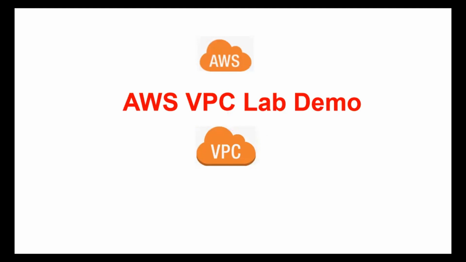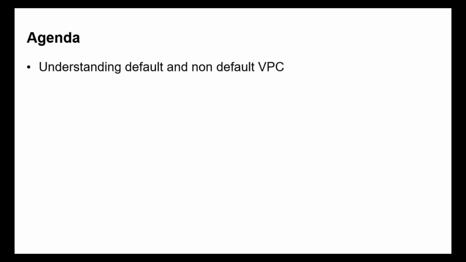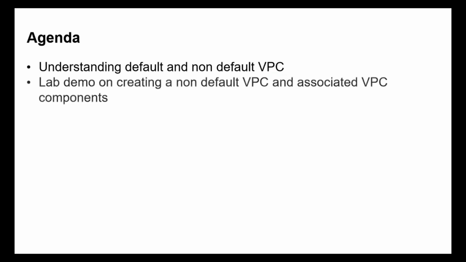So in this video, we will do a lab demo on the AWS VPC service. So this is going to be the agenda. We will understand what you mean by a default VPC and non-default VPC within AWS. And we will see how you create a non-default VPC and the other associated VPC components like subnets, route tables, internet gateways, NAT gateways, etc.